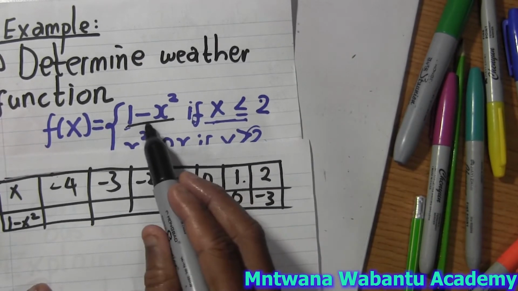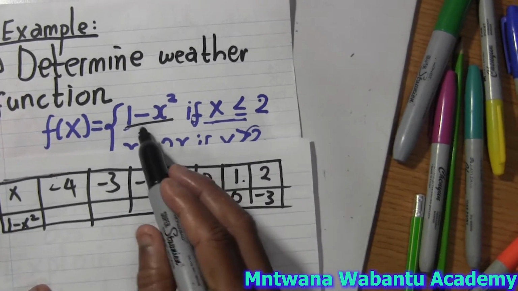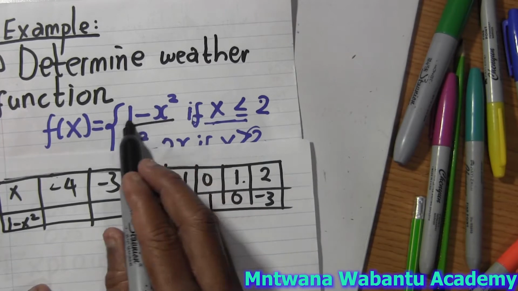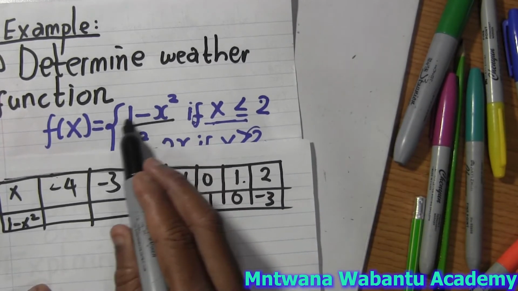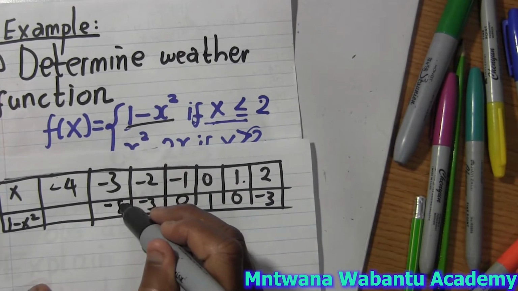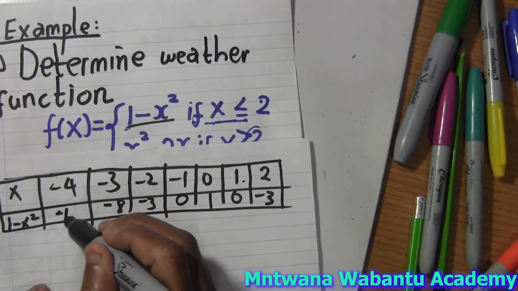Okay, now we come here, put negative 1, is equal to 1. 1 minus 1 equal to 0. Now this is going to be 4. So 1 minus 4 equal to negative 3. Now negative 3 is equal to 9. 1 minus 9 equal to negative 8. Okay, negative 8.